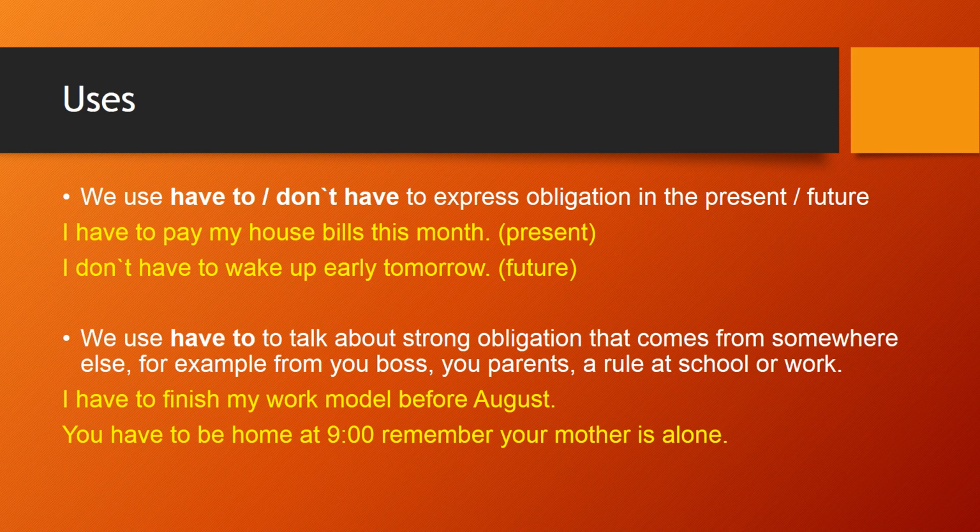Second use. We use have to talk about strong obligation that comes from somewhere else. For example, your boss, your parents, school, or work. Example, I have to finish my work model before August. That means that I have no option. I have to finish before August. If not, probably I'm gonna have problems at work.